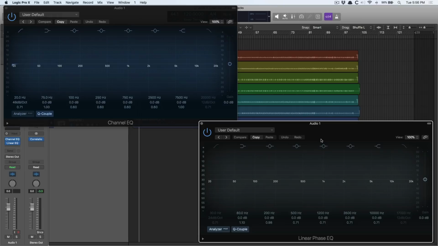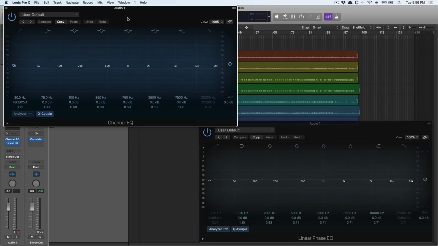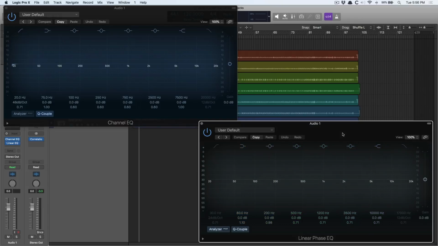Again, a generalization, but the channel EQ, lighter on resources, more efficient, best fit for mixing. The linear EQ, harder on resources, but smoother and higher quality sounding. Okay, so you would think that's where the story ends, right?